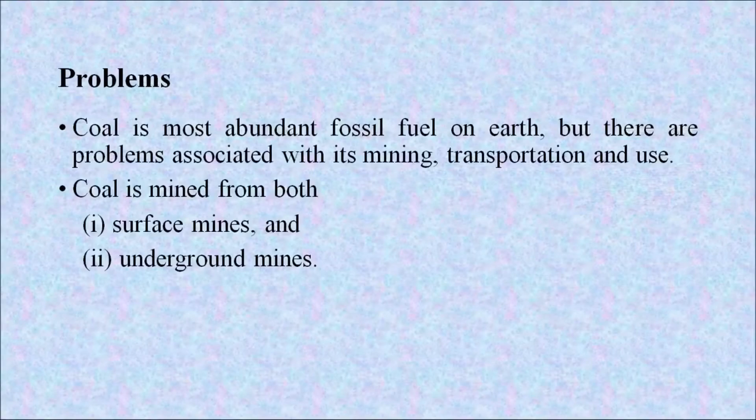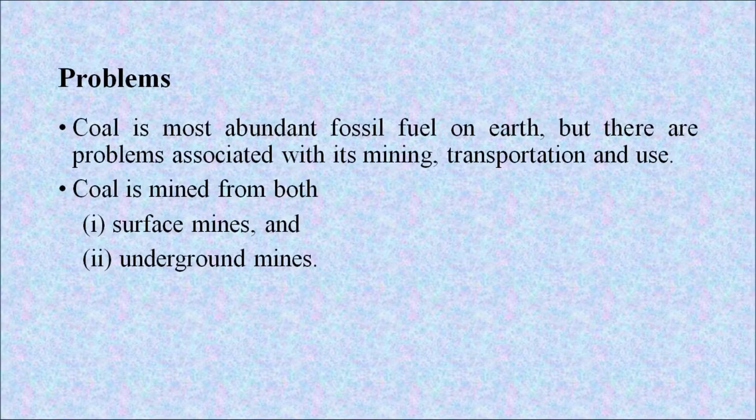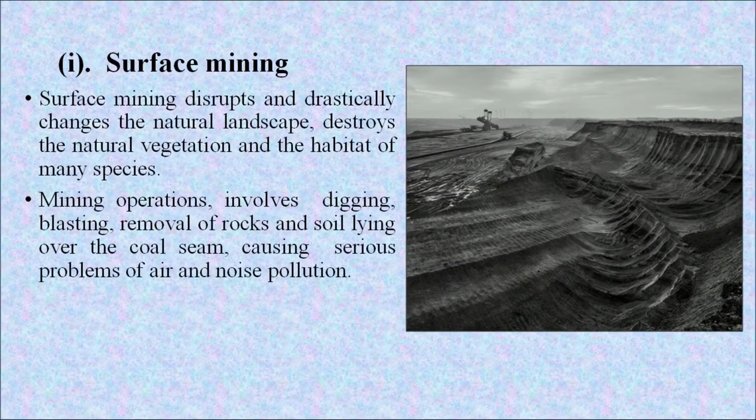Now, the problems. Coal is the most abundant fossil fuel on earth, but there are problems associated with its mining, transportation and use. Coal is mined from both surface mines and underground mines. Surface mining. Surface mining disrupts and drastically changes the natural landscape. It destroys the natural vegetation and the habitat of many species.